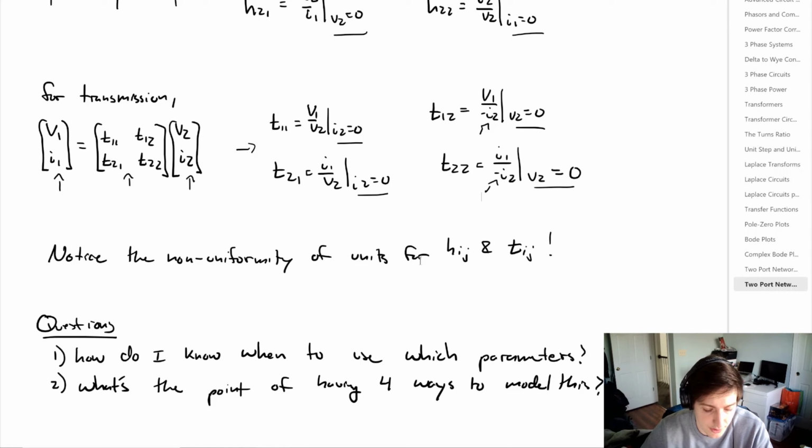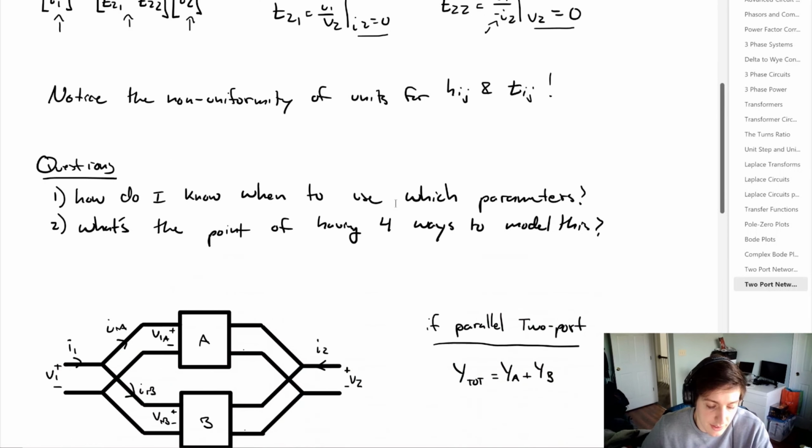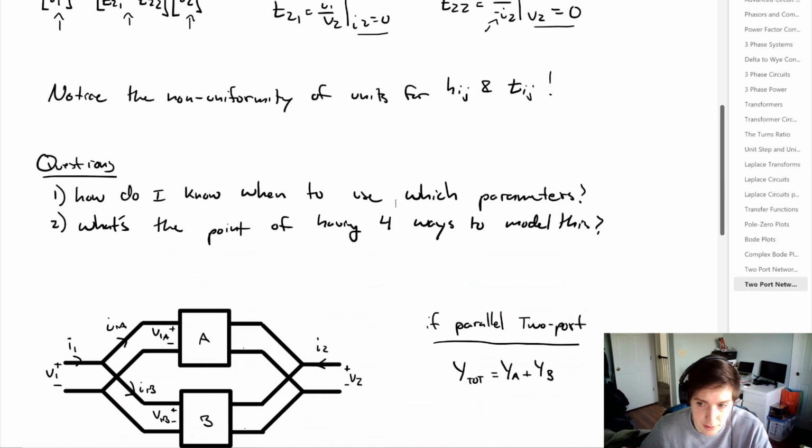Now there's a few questions that might come up. Two of the questions that came up for me originally were, how do I know when to use which parameters? And what's the point of having 4 ways to model this? Really just seems like overkill. But for that, we need to consider that these two-port networks can also be represented in different forms.